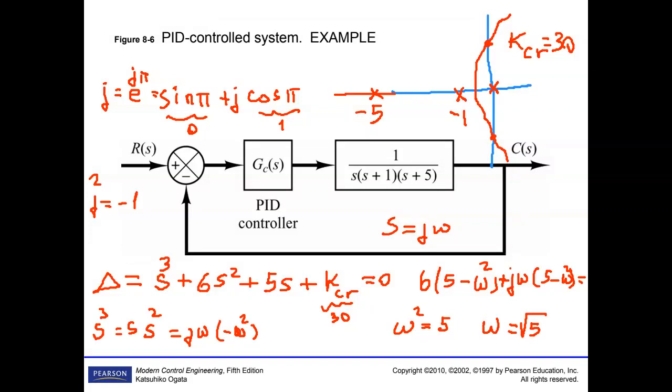Uzatmayayım. Omega is equal to pi f, that is equal to 2 pi over T. From here T is equal to... Bu kitapta PCR diyor. Bulunur.